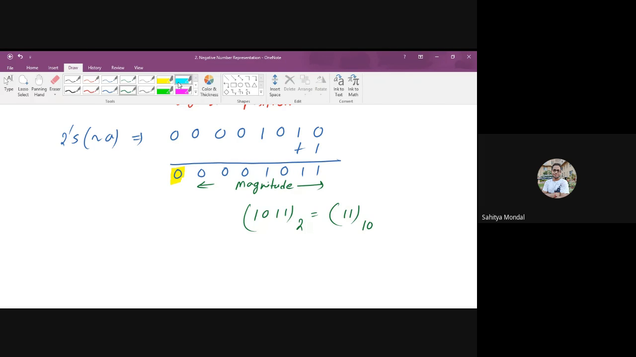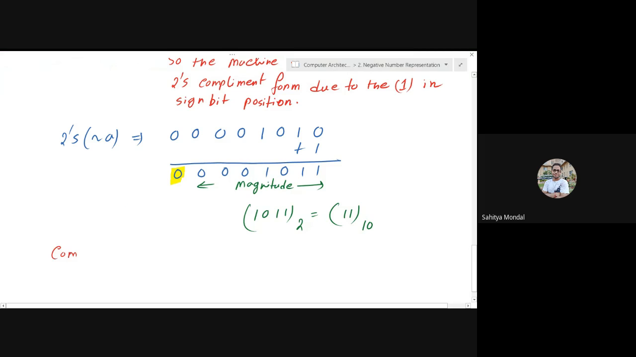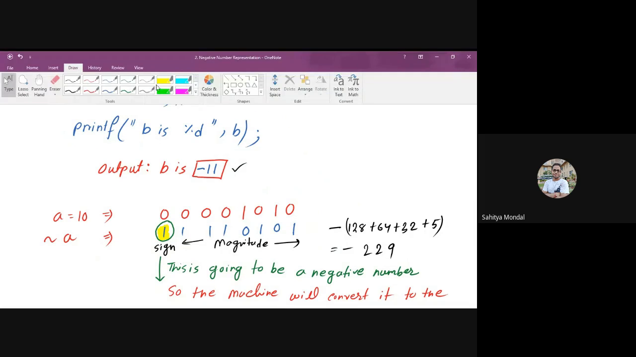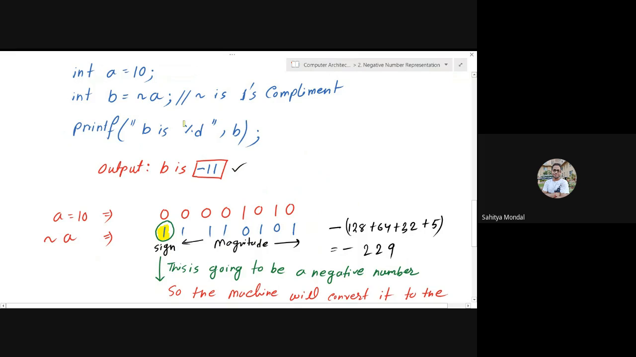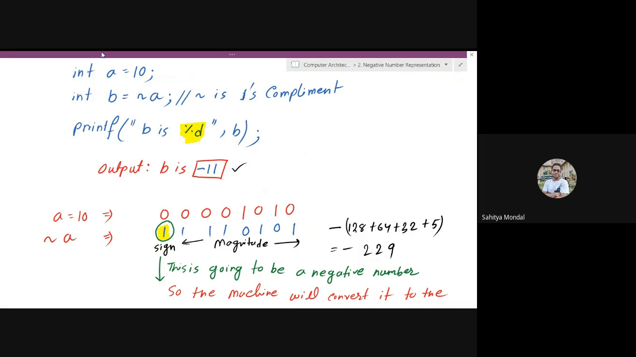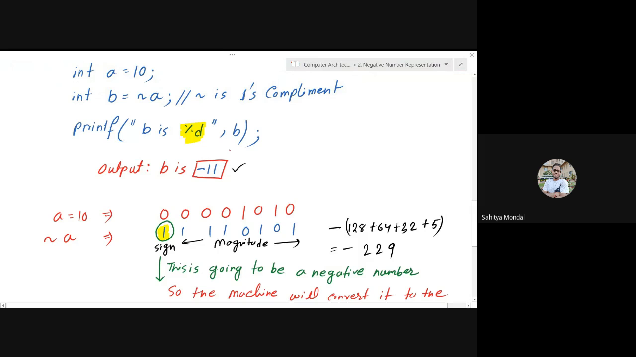Now the question is, the computer already represents it in 2's complement form. And you are using which format specifier? Percentage D for decimal, right? Percentage D for decimal.